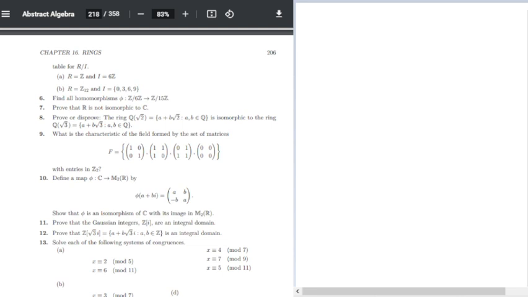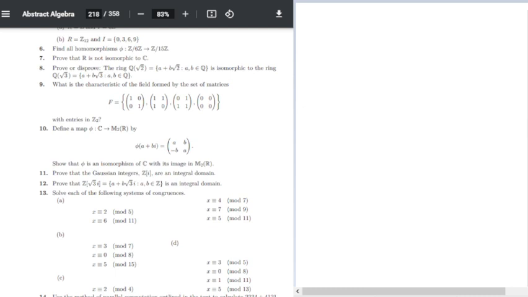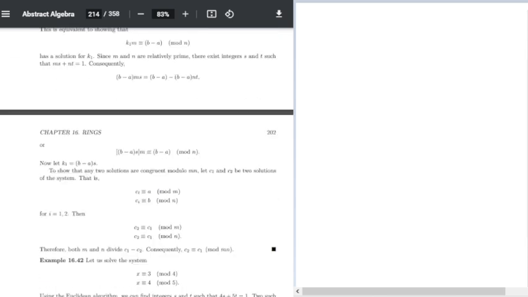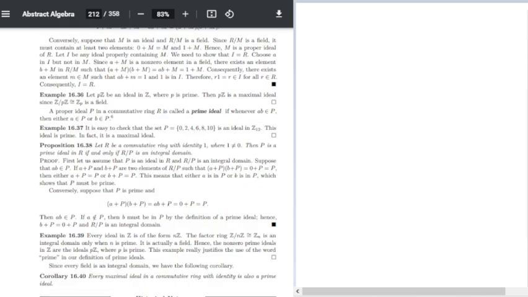What are the characteristics formed by the set of matrices with entries in Z mod 2? I think it would just be 2, because you multiply anything by it, you add anything to itself, and it's always 2. I forget if it's times, though. Let me double check.